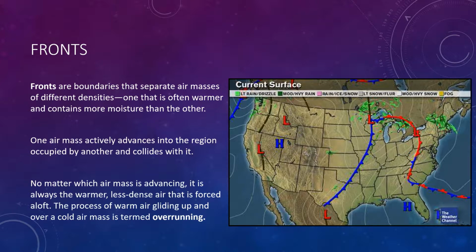Generally, the air mass located on one side of the front moves faster than the air mass on the other side. Thus, one air mass actively advances into the region occupied by another and collides with it.